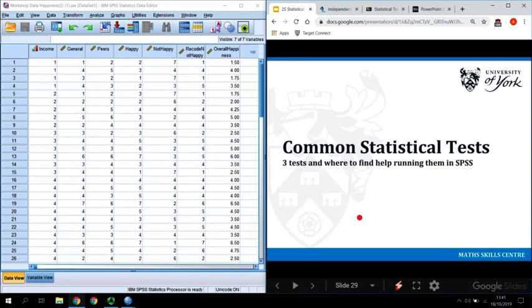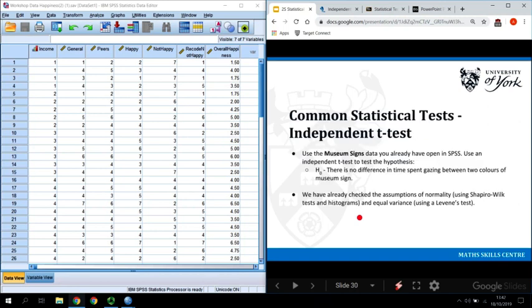So this section we're going to run through some statistical tests in SPSS. But the idea is not to teach you how to run a specific statistical test, rather where you can find help for running the test that you need. So I'm going to run through 3 tests and use different resources to run each of those tests.